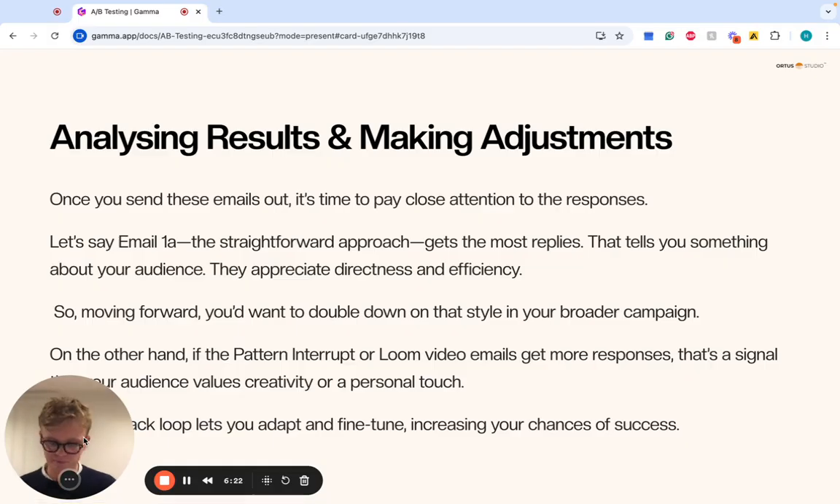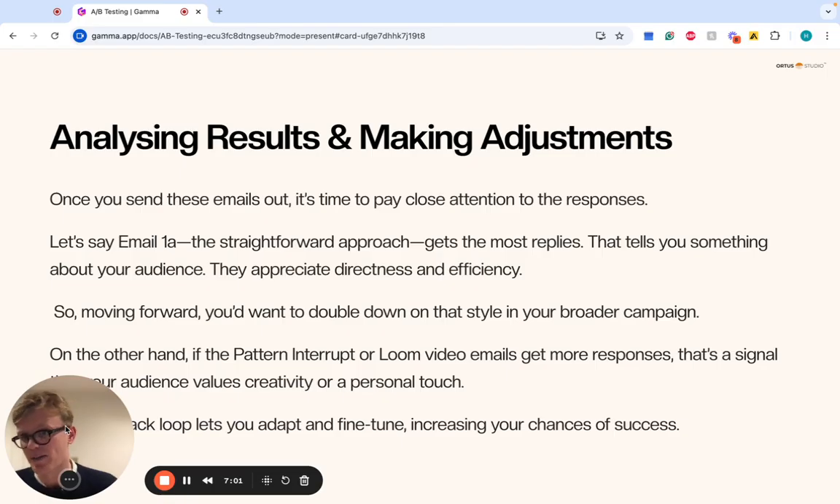So moving forward, the way you'd set it up, let's say you've got a lead list of 3,000 people. Instead of doing all 3,000 at once, you would break that up into a 1,000 person lead list and a 2,000 person lead list, and run these tests through the 1,000 person list. Those 4 angles, you put 250 emails through each, and then you'll be able to see which messaging angle is getting the most responses. Once you've gone through those 1,000 emails, you then double down on that style in your broader campaign.